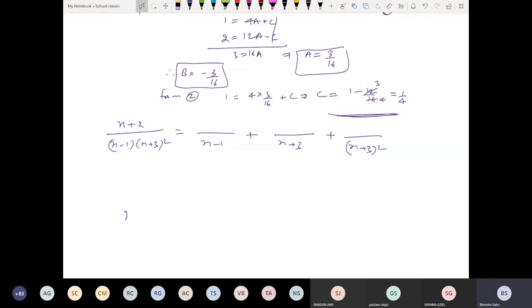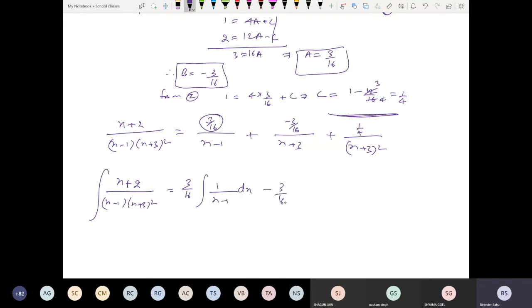Here we have to write the value of a, which is 3 by 16. Value of b, which is minus 3 by 16. Value of c, which is 1/4. Okay, integrating both sides. Students, integrating both sides. What we can do here, we have to take this constant outside. 3/16 integration of 1 by x minus 1, minus 3 by 16 integration of 1 over x plus 1, plus 1/4 integration of 1 over x plus 3 whole square.